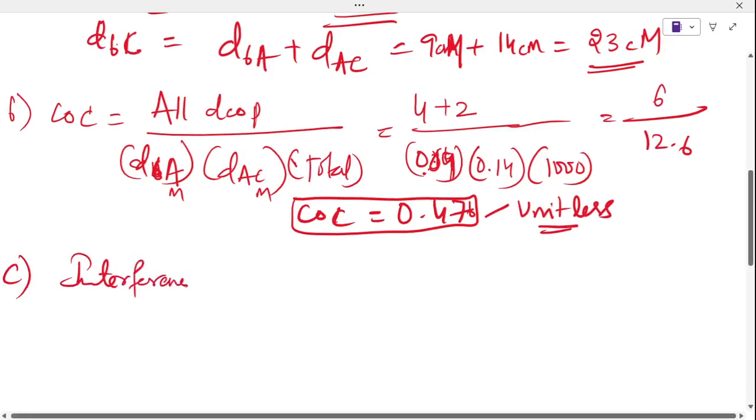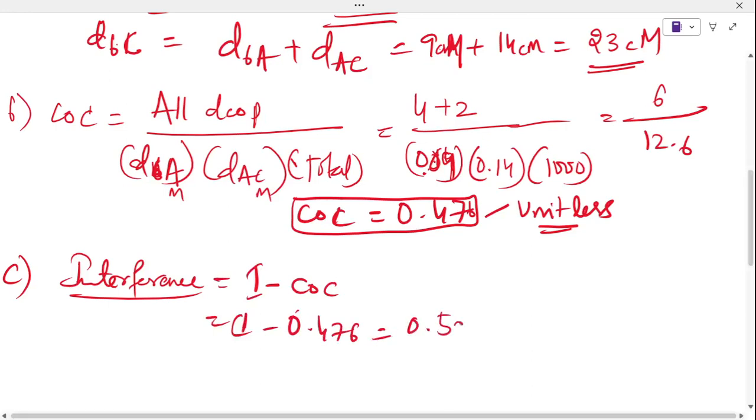Interference, you already know that interference is the interfering mechanism that works in crossing over. That is interference. The formula is 1 minus the coefficient of coincidence. You already know that 1 minus coefficient of coincidence is calculated as 0.476, and if you calculate that, the value will be 0.524.